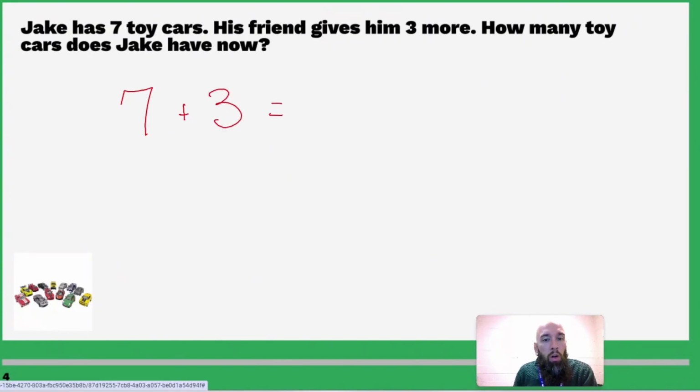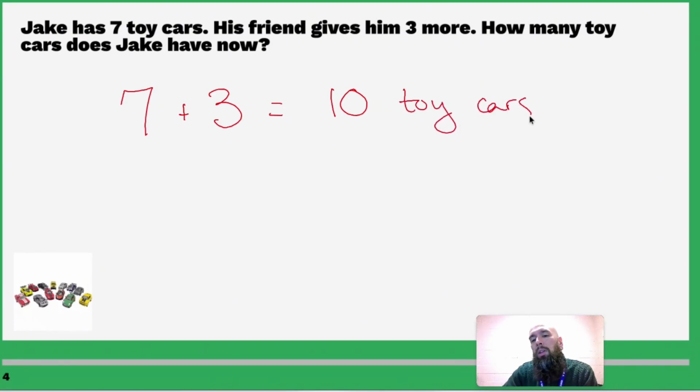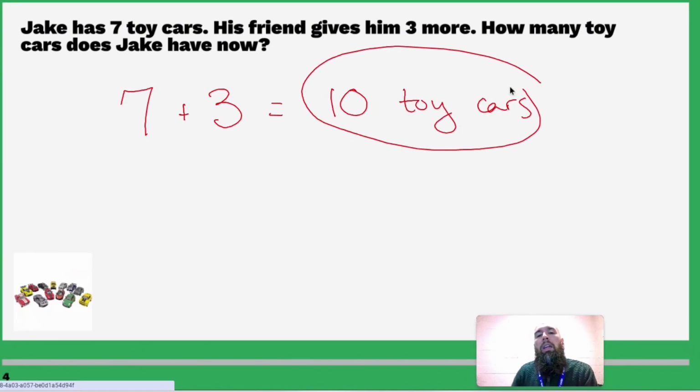Now we actually solve this step by step. 7 plus 3 equals 10, so nothing to worry about there. And what we need to do is make sure we answer with words. How many toy cars does Jake have now? He has 10 toy cars. Okay, so let's check our work. Jake has 7 toy cars. His friend gives him 3 more. Now 7 and 3 make 10 toy cars. That math checks out. Everything makes sense. 10 toy cars is going to be our answer.